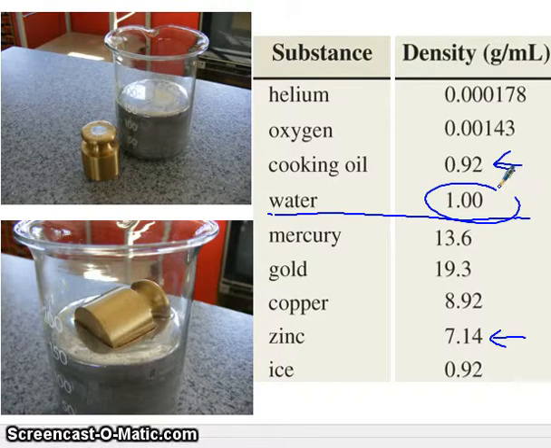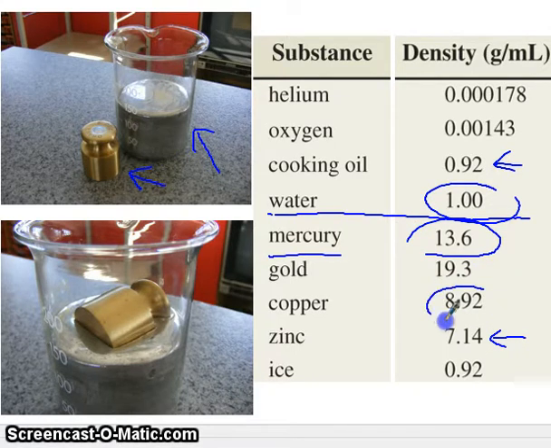Now here we have a picture of another liquid. This is liquid mercury with a density of 13.6. And then we have a piece of brass, which is mostly made of copper, a little weight, whose density is 8.9.